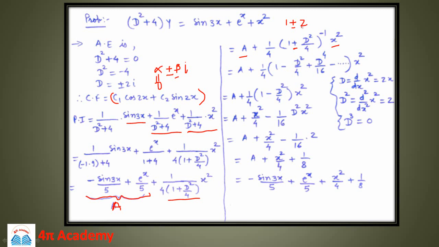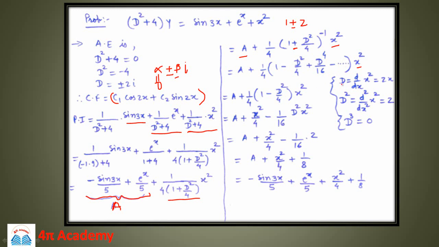So here it will be 1 minus z. So 1 minus z will be d square by 4, because this z is d square by 4, then plus z square. So z square will be d square, square of d square, that will be d raised to power 4 divided by 4 square, that is 16, minus and so on into x square.